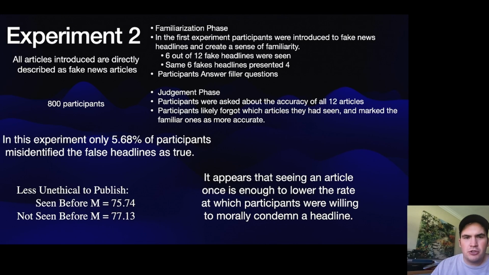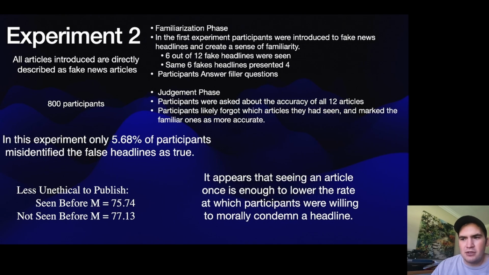So in experiment 2, they change just slightly. They can only see the articles in the familiarization phase 1 time. They only see them once, and then they do that same judgment phase. In this one, 5.68% of participants misidentified false headlines as true. So they saw these, they're all false, and they tell you that at the beginning of the experiment: these 6 headlines we're going to show you are all false. And still 5% of people said that they're true.